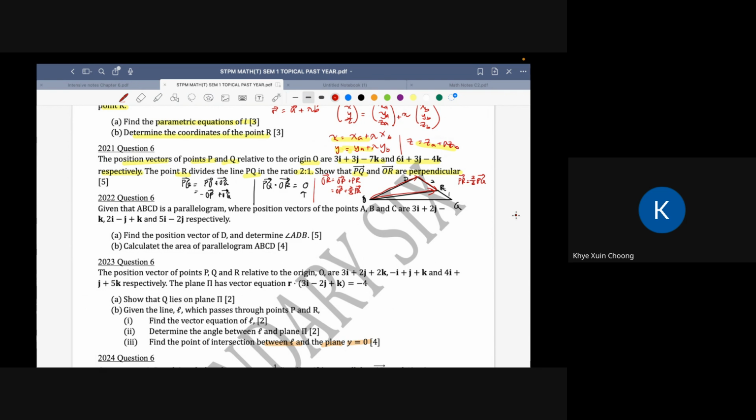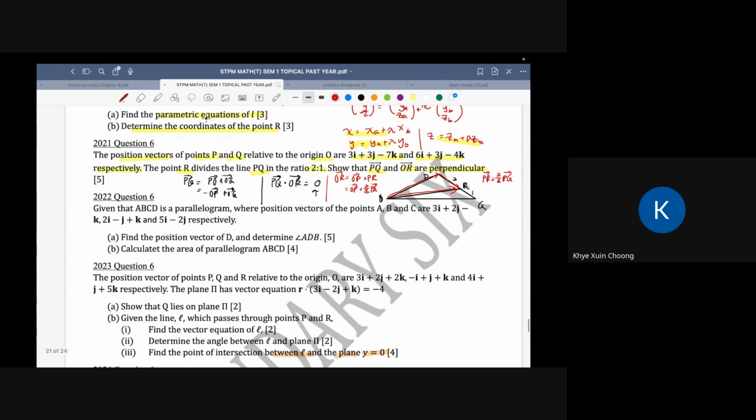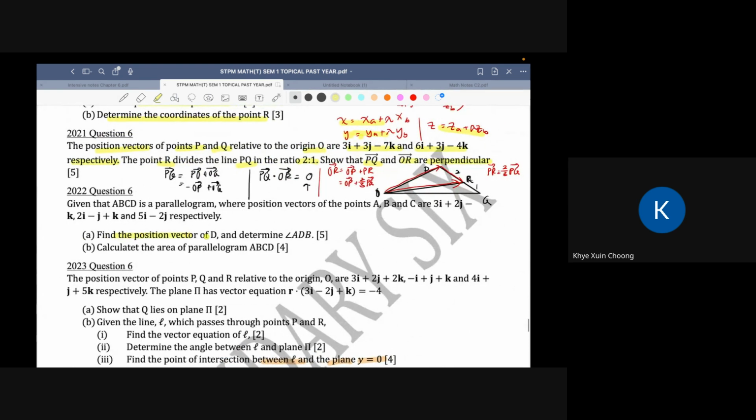Okay, so the next question is question 6. Given that ABCD is a parallelogram where the position vectors of A, B, C are these three, find the position vector of D and determine the angle ADB. If ABCD is a parallelogram, it gives you three coordinates and wants you to find the position vector of D. How should you do this?